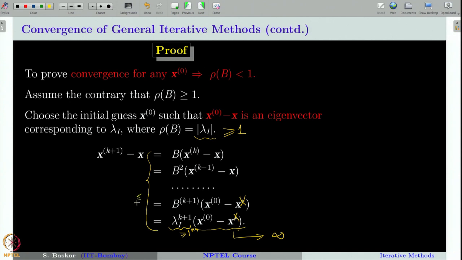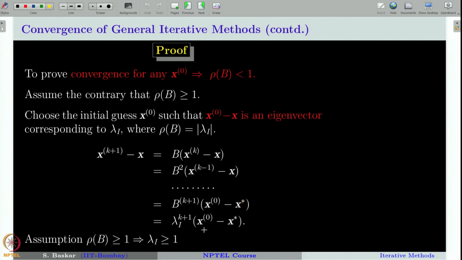If it was a less than or equal to, then you cannot say that the left hand side will go to infinity if the right hand side goes to infinity, right? But in this case, because it is an equality, our assumption that lambda I is greater than or equal to 1 made us choose an initial guess for which the corresponding iterative sequence is not converging, which is not correct as per our assumption that our iterative sequence always converges for any initial guess, right? Therefore, our assumption that the spectral radius of B is greater than or equal to 1 is not correct. That means the spectral radius of B should always be less than 1 if the iterative sequence is converging for any x naught, that is more important.